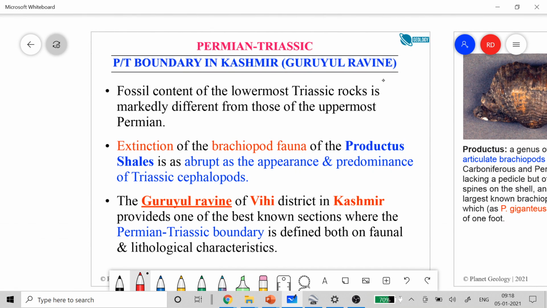Now, where do we find these boundaries in India? So the Permian-Triassic, the best example from India is in this Guryul ravine. A ravine is just a small nala or a cut that you see in the area. So this is exposed in Kashmir, Guryul ravine. The fossil content of the lowermost Triassic rocks is markedly different from those of uppermost Permian rocks. So you have uppermost Permian rocks exposed there, and then also Triassic rocks.